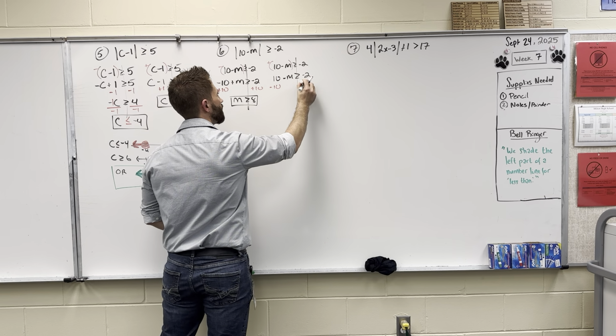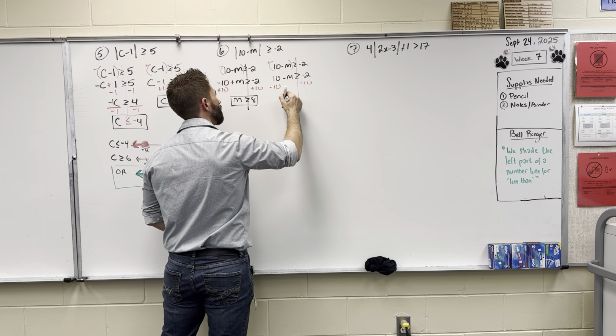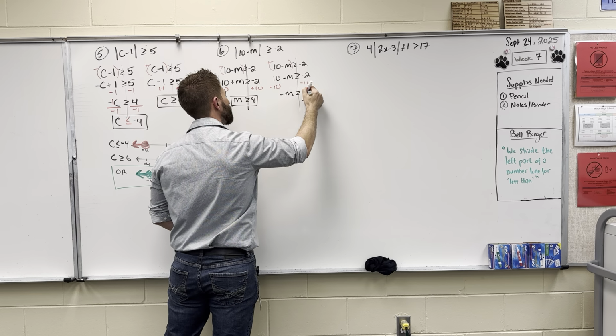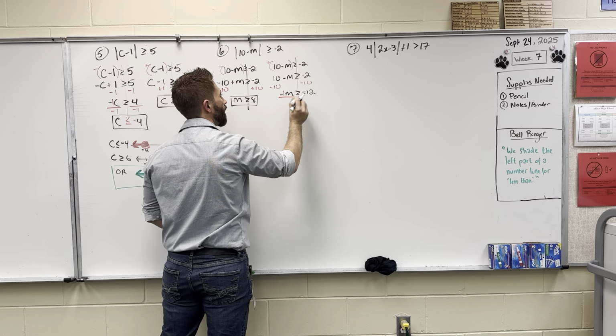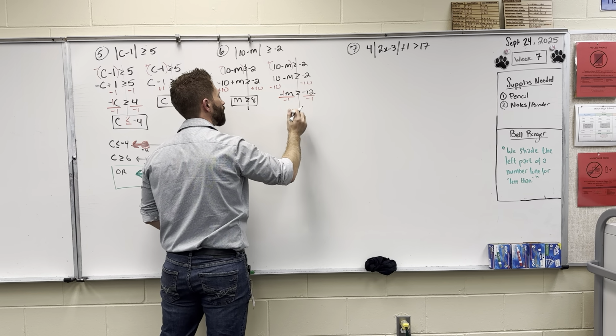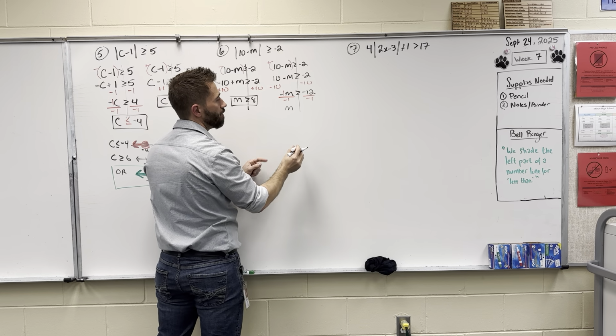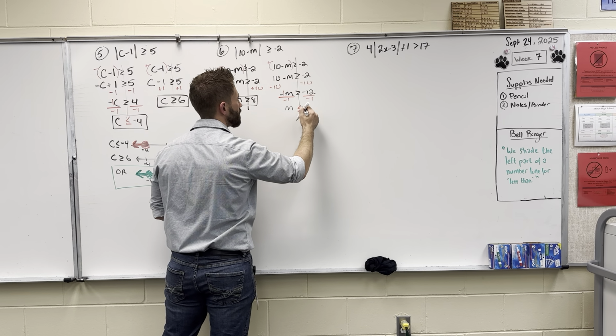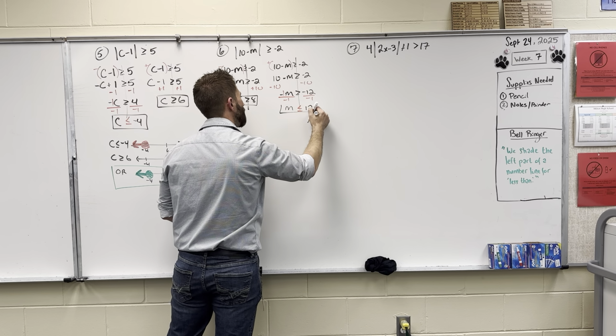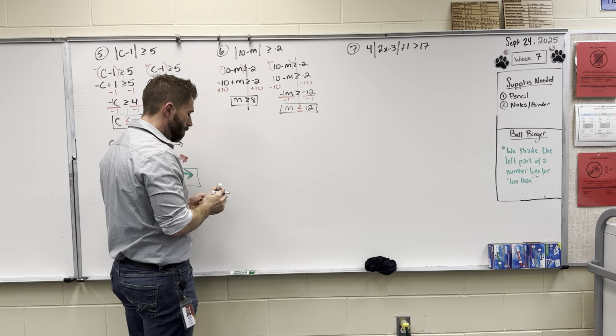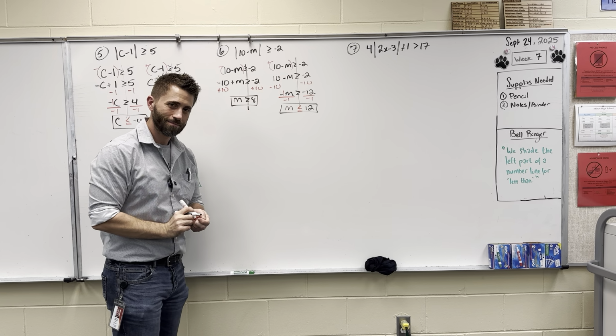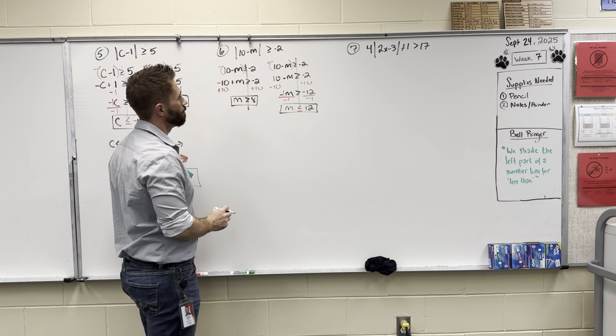I'm going to subtract my 10. I'll get negative m is greater than or equal to negative 12. I'm going to recognize that there's a negative 1 in front of the m and divide. And when I divide by a negative, it flips the sign. So I have m is less than or equal to 12 or m is greater than or equal to 8. Do we see the problem?